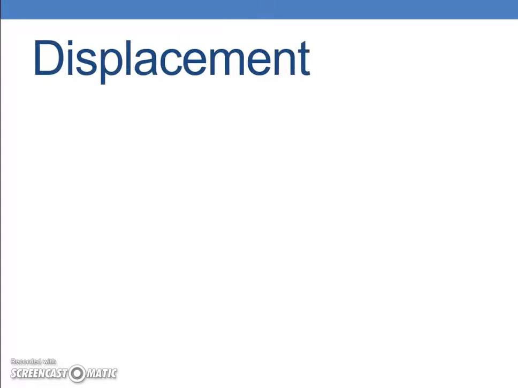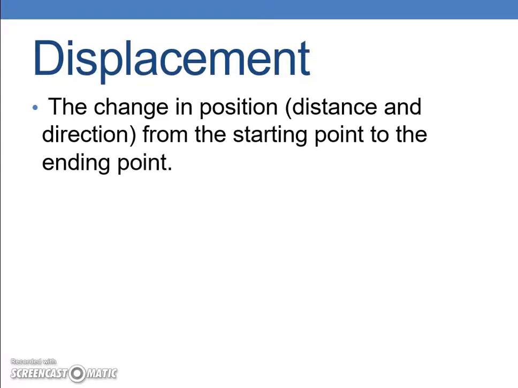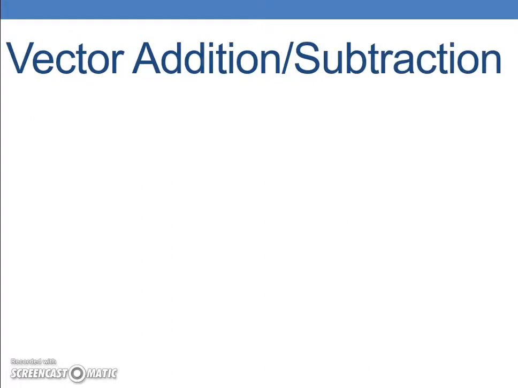Now, displacement is very similar to distance. However, displacement has more to do with position, so it also includes direction here. So your definition is that it's the change in position, distance, and direction from where you start to where you end. So I'll say that again, from where you start to where you end. It does not mean it is the entire pathway. So this is different than distance. Now, the way that we're going to figure out what the displacement is through something known as vector addition or vector subtraction.